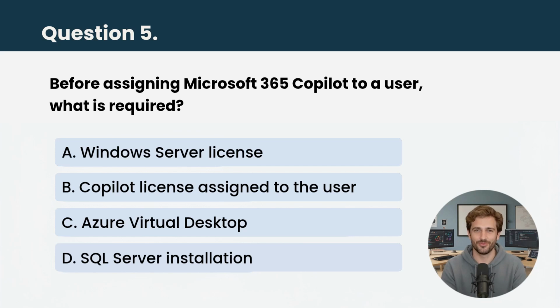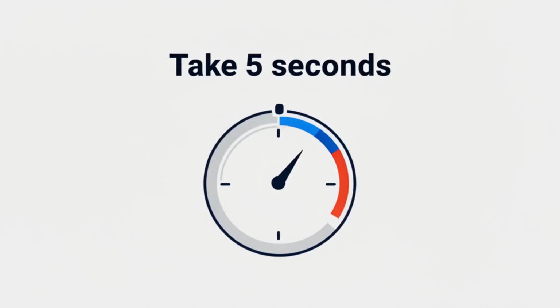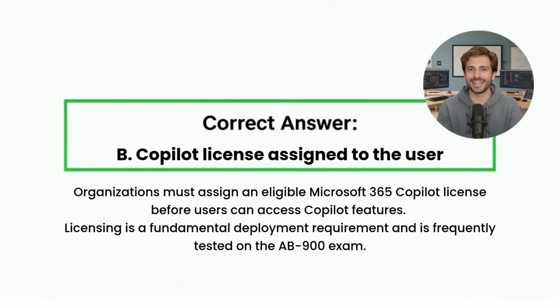Question 5. Before assigning Microsoft 365 Copilot to a user, what is required? A. Windows Server license. B. Copilot license assigned to the user. C. Azure Virtual Desktop. D. SQL Server installation. Take 5 seconds before answering. The correct answer is B. Copilot license assigned to the user.